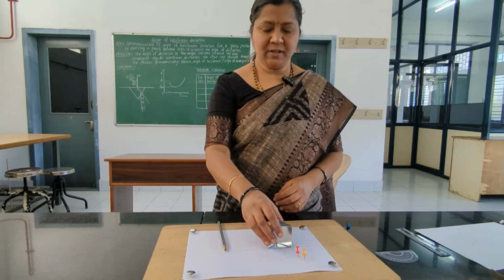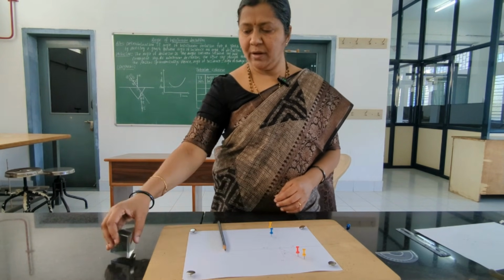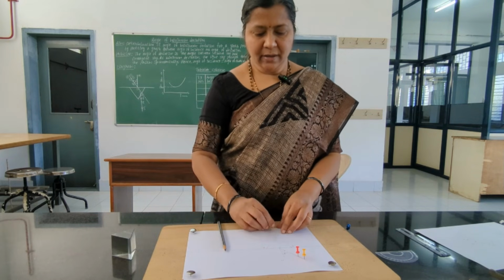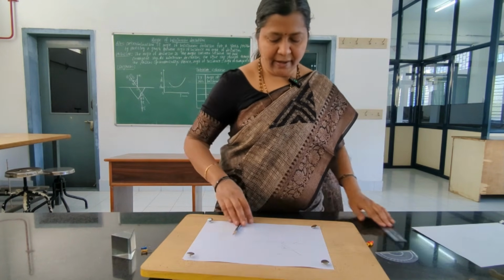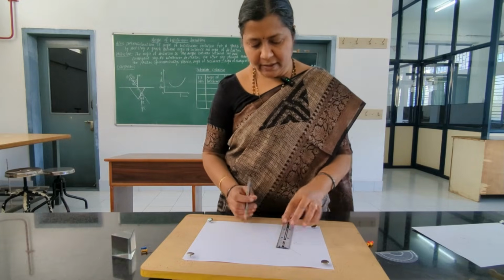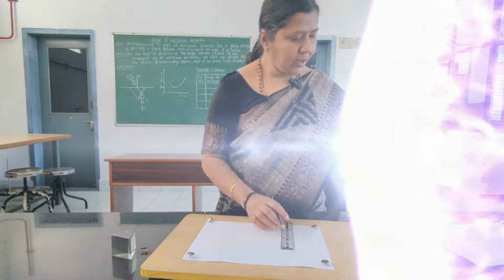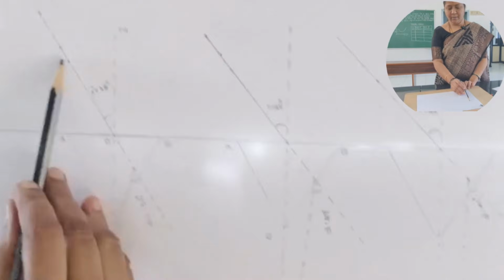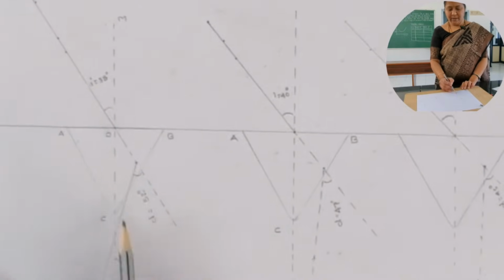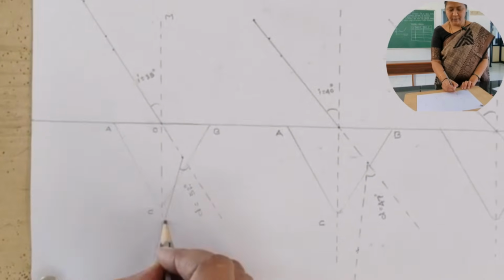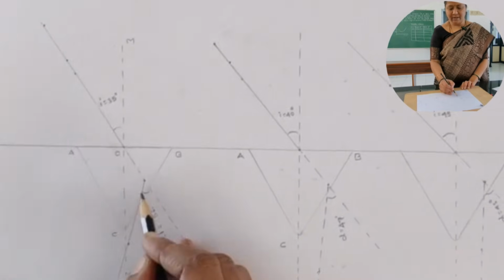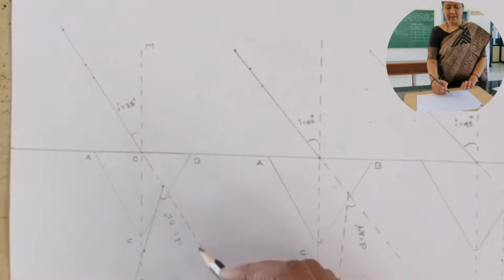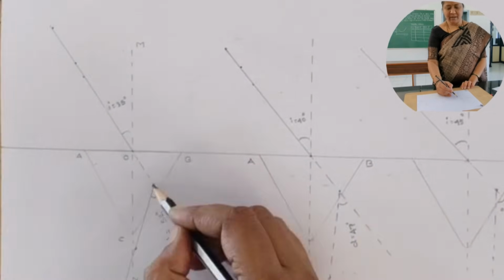Okay, now after this what you need to do is take out the prism and the nails, and join the line connecting these points. These two are the initial two pins. This is the third and fourth pin mark. What I have done is I have extended this line. This is the incident light and this is the emergent light.